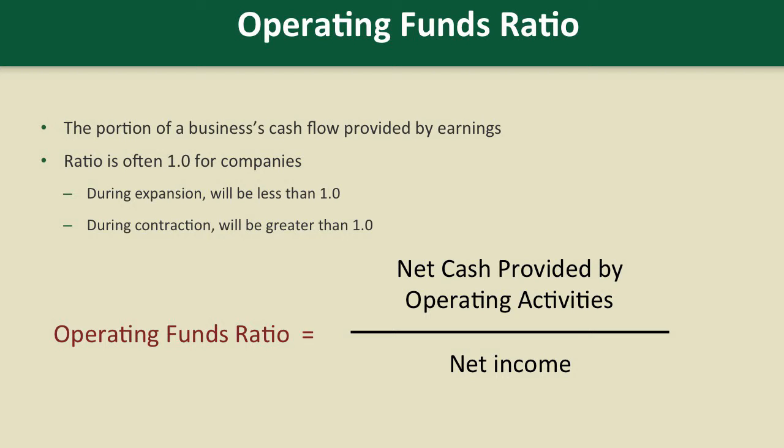If a company has a very small operating funds ratio, that means that a lot of its net income is not realized in cash yet. When we use this ratio, we also need to consider the life cycle of a particular company. During the expansion of firms, the operating funds ratio could be less than 1, because for many young companies, net income is not realized in cash yet. For a mature company, this ratio could be greater than 1.